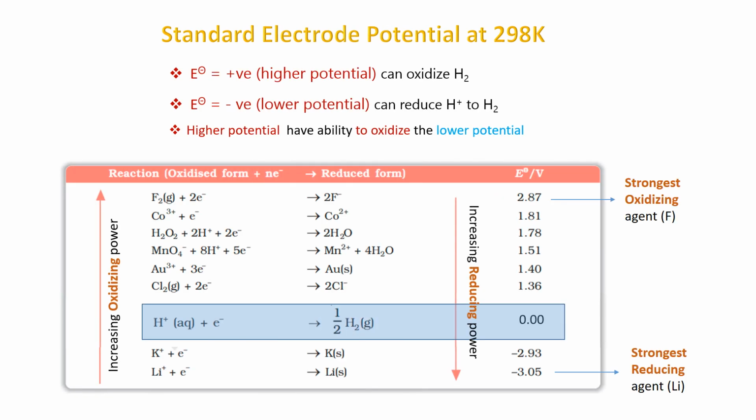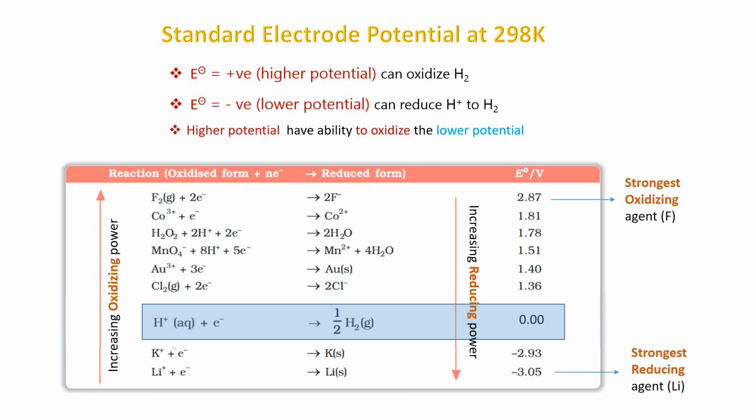Standard electrode potential. Standard electrode potential is the potential which is measured at unit concentration and at 298 Kelvin. That is, it is measured in 1 molar concentration of electrolytic solution and at 25 degrees Celsius. This table represents the standard electrode potential of various molecules and ions, and the standard electrode potentials are represented as E0 in terms of voltage.